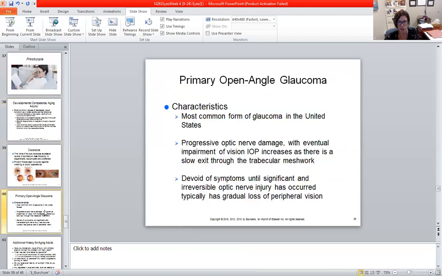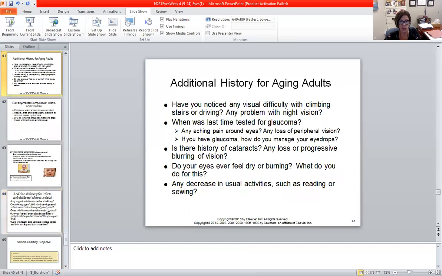Okay, so you've got cataracts, and you've got glaucoma. And again, we can check for glaucoma, and people should all be checked when they go, because you can actually treat glaucoma with medications. So when you're doing your history on your older adults, you want to say, have you noticed any visual difficulties, climbing stairs, anything with night vision? Those are kind of things that are going to happen anyway. When was the last time you were tested for glaucoma? Again, remember I said they don't have symptoms, so if they're getting their eyes checked, glaucoma should be something they're getting checked for. Any pain around your eyes?